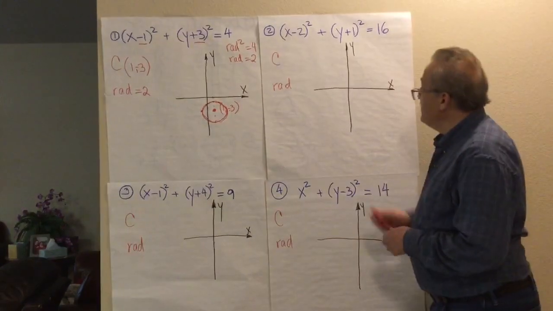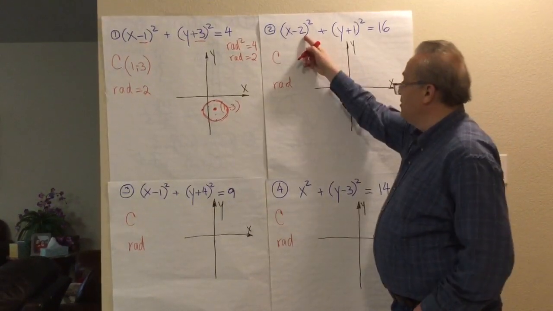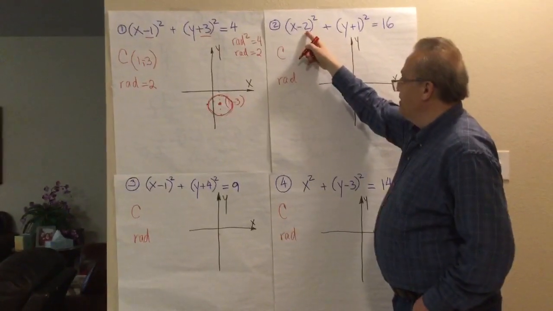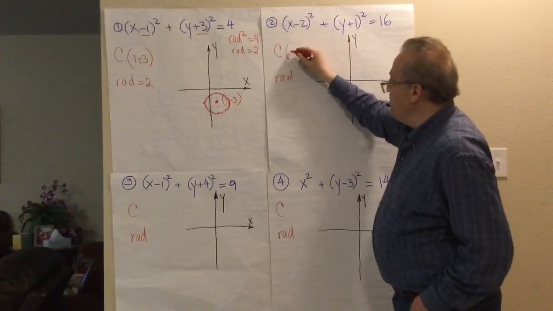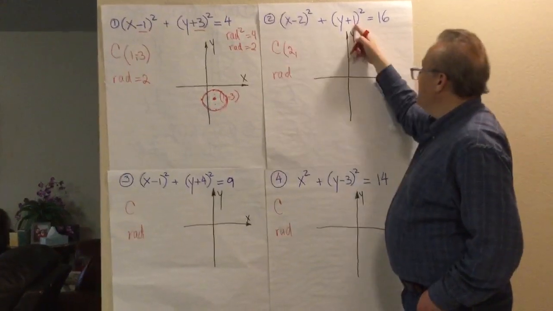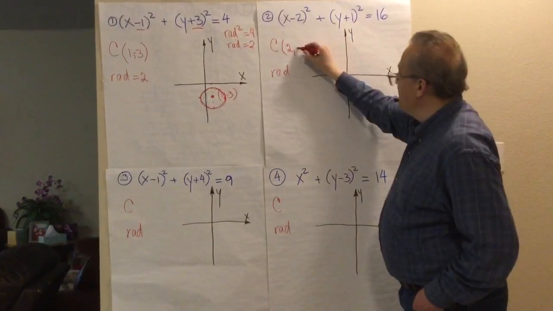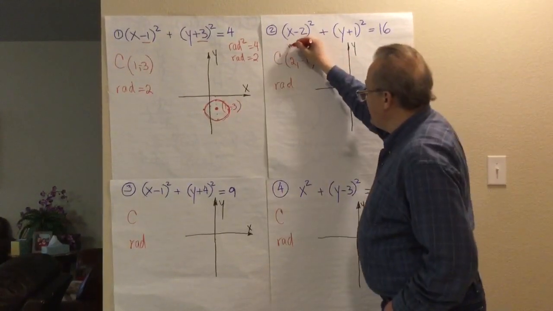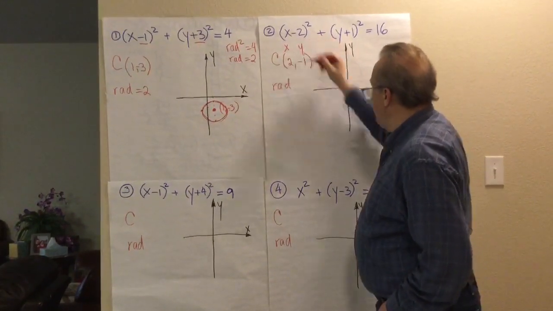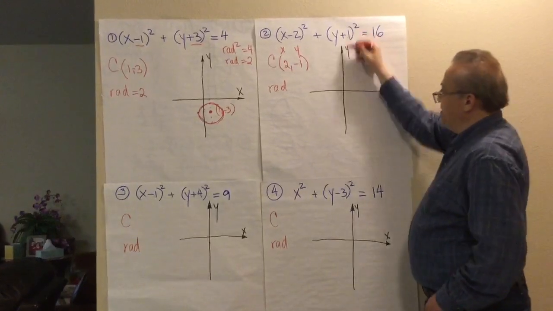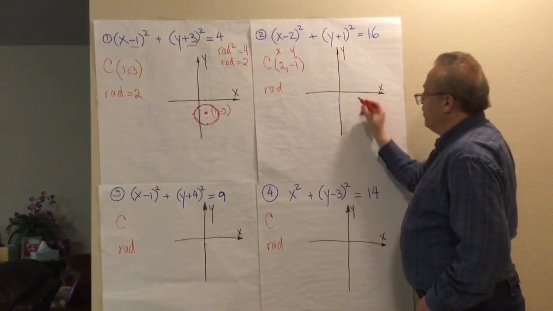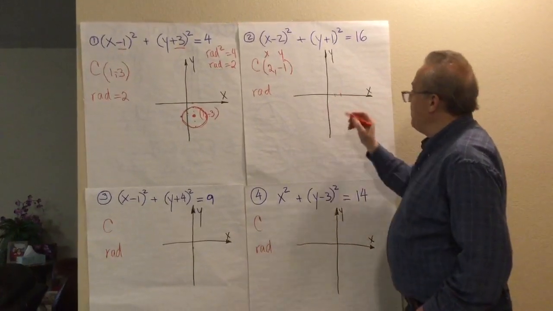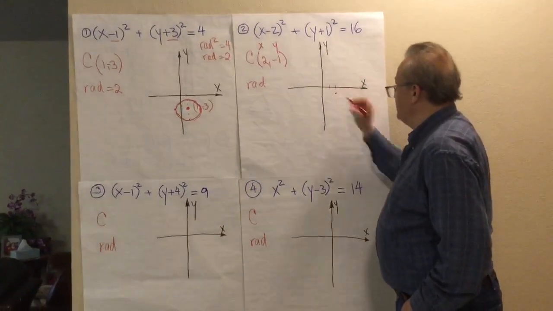And this time, where is the center located? I take the opposite sign. If it's -2, it's going to be +2. If it's +1, it's going to be -1. So I'm starting first with x, then with y. This is my x-axis, that's my y-axis. Where is my x? 2 units. Where is my y? -1.